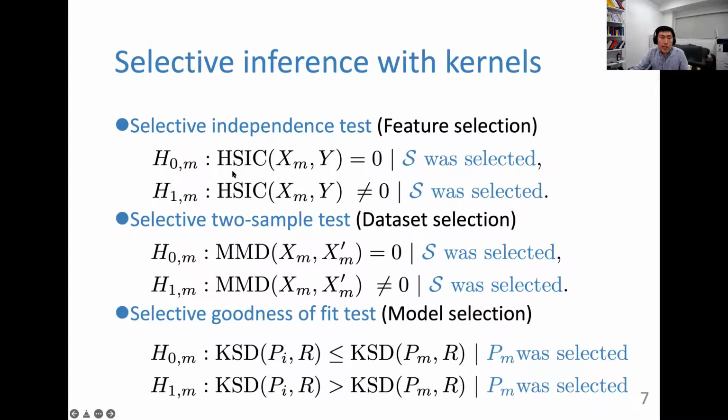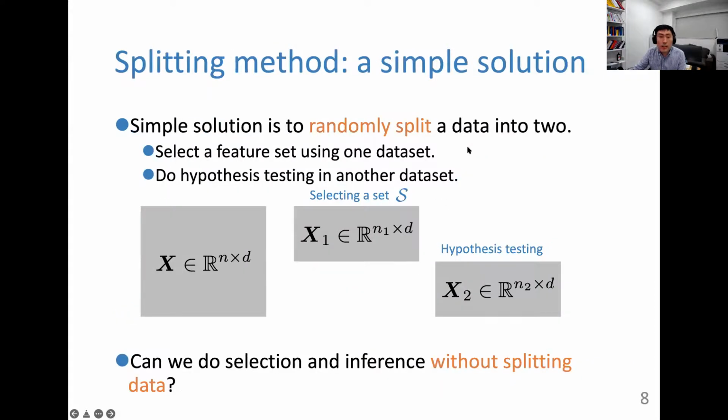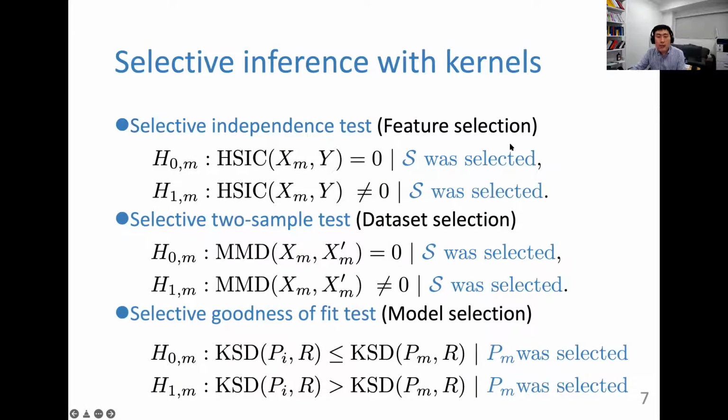For the selective independence test case, I think many of you know about HSIC at UCL. Basically, we use the HSIC for the independence measure. If we do not have these conditions, this is a typical independence test setup. The only difference is that we first select some features, and then with this condition, we do the hypothesis testing. So this is the selective independence test.